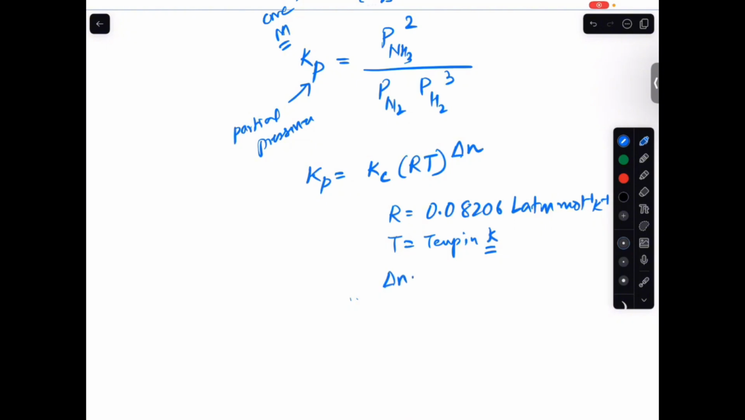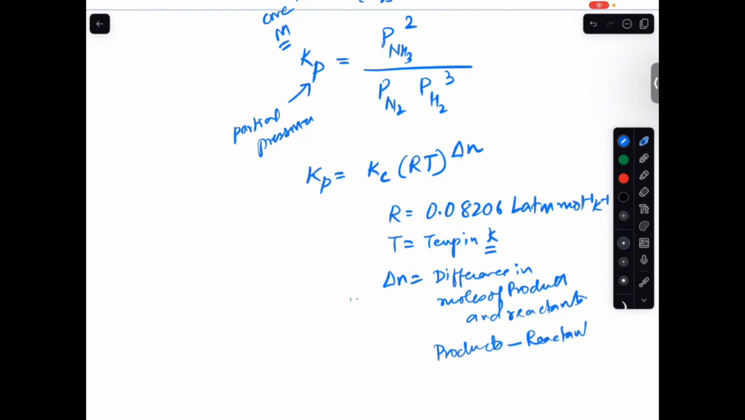Okay. And so delta N is the difference in moles of products and reactants. Or you can write this as products minus reactants. R is not the rate. R is the ideal gas constant. And the value of that R is what I wrote out there. Okay. Any questions so far?